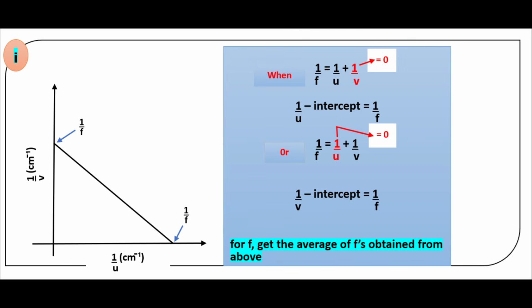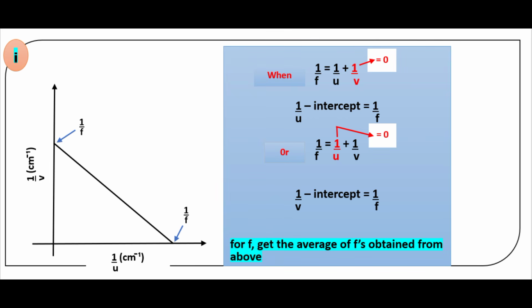So if you look at the general lens formula, 1 over f equals 1 over u plus 1 over v. That's the general lens equation or the mirror formula. But when 1 over u is 0, it means 1 over v is equal to 1 over f. That's why we are saying 1 over v is representing 1 over f. Then when 1 over v is 0, it means 1 over u is 1 over f. That's why we are saying the two intercepts are both representing 1 over f.